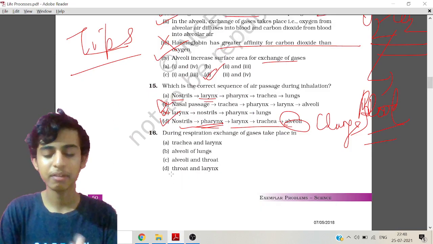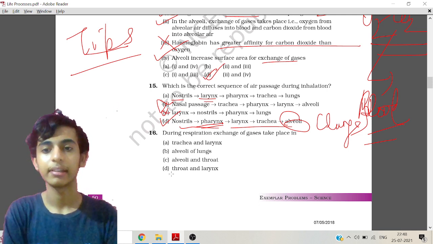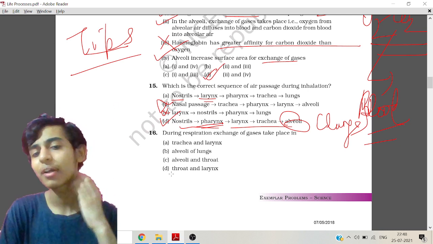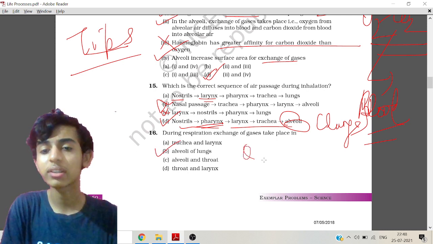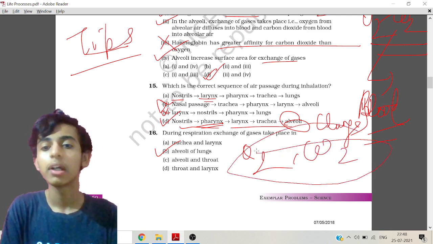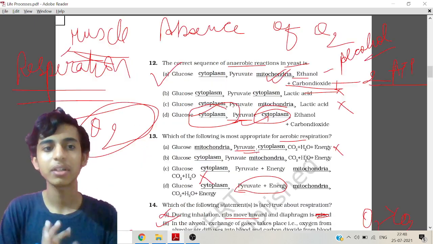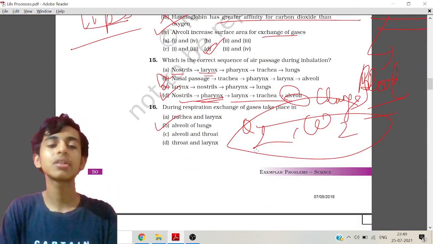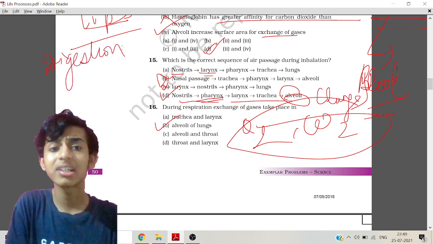Now 16th question, last question for today probably. During respiration, exchange of gases takes place in trachea and larynx, alveoli of lungs, alveoli and throat, or larynx? Just now I told you alveoli of the lungs. Here oxygen and CO2 are exchanged, and how, that I will explain you in the sessions. From the 17th question we will be having the heart, the transportation, so we will be doing that in the next session. In today's session, we have covered the important MCQs from digestion and respiration.